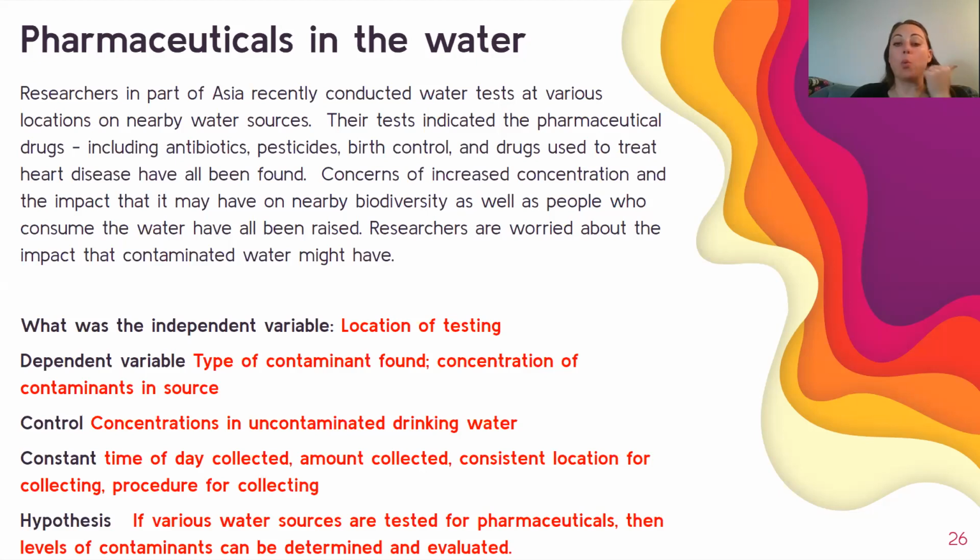A constant would be like, when did you collect it, the time of day, the amount that you collected. If you collected 100 liters versus only 1 liter, then obviously those concentrations are going to be different. A consistent location for collecting. So it's not okay if one time you collect on one side of the river and the other time you collect on the other side of the river. So we want to always test in the same spot. We want to test a variety of spots, but we want to always test from the same spot. And then how we collected it. We don't want one person to maybe contaminate theirs while other people do not. Okay, so those are all constants.